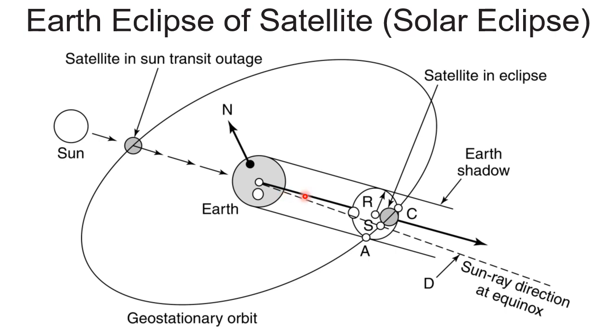During that period of time, the satellite will not be able to get sunlight, right? Because it is in the shadow region. And under that condition, the solar panel that is used to generate the electricity inside the satellite will not work, right? So that is what is called the solar eclipse.